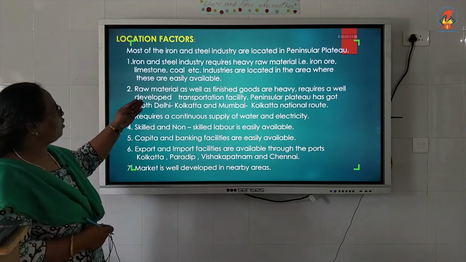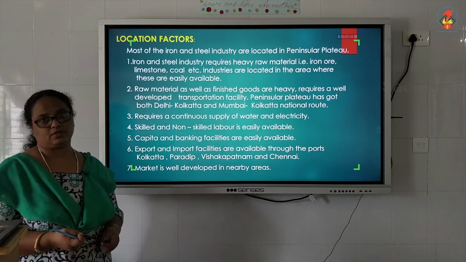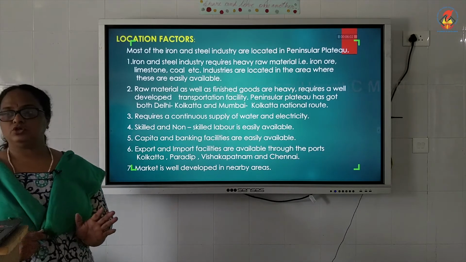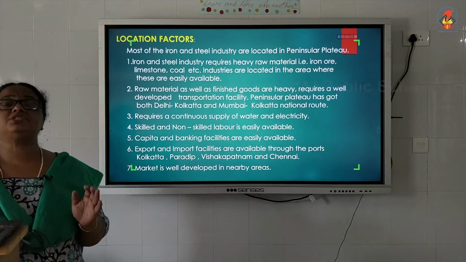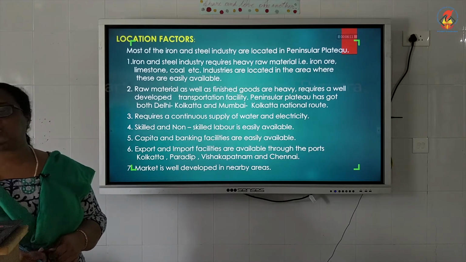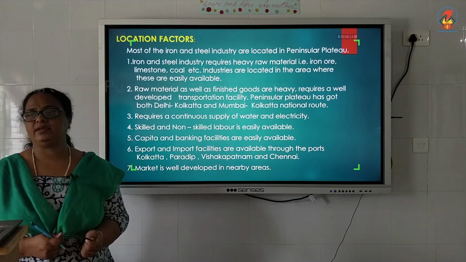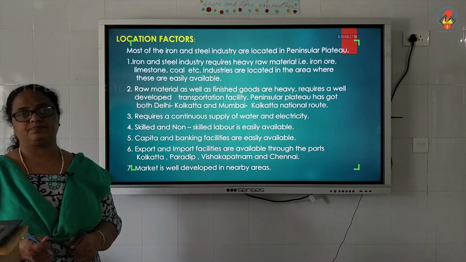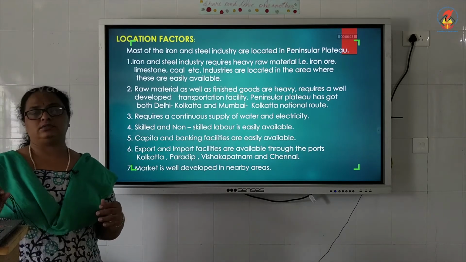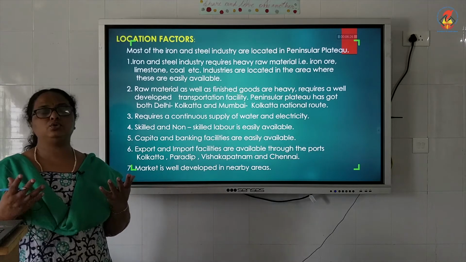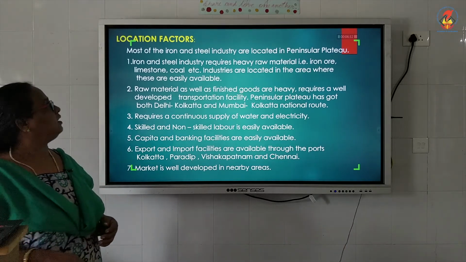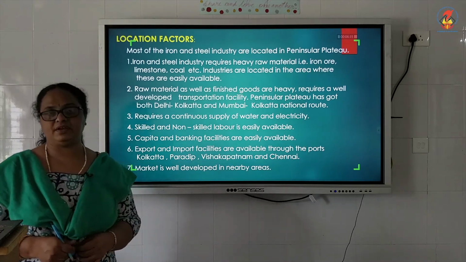Then we have raw materials as well as finished goods. From the raw material to the finished good, it is heavy, so it requires a well-developed transportation facility. Naturally, the Peninsula Plateau has good rail and road connections, including Delhi, Kolkata and Mumbai, and a national sea route. So it is easy to transport these heavy goods or steel. Naturally, it is also one of the major factors for the location of industry.